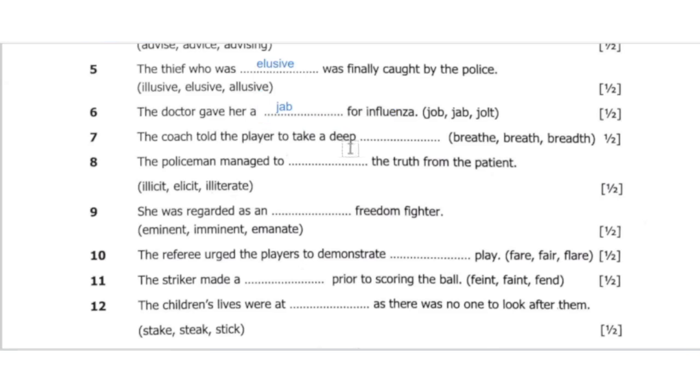Okay, all right, so we come to: the coach told the players to take a deep dash. So which one is correct? This one is for when you're dealing with measurements or sides of polygons, the breadth, the side of something. Then for this one, the problem is the spelling. So the correct answer is here, breathe. The players were told to take a deep breath, or breathe. Okay, so that's the correct answer. Breathe.